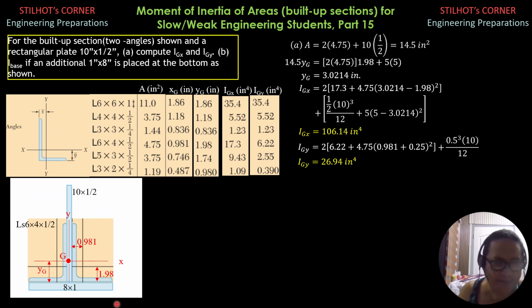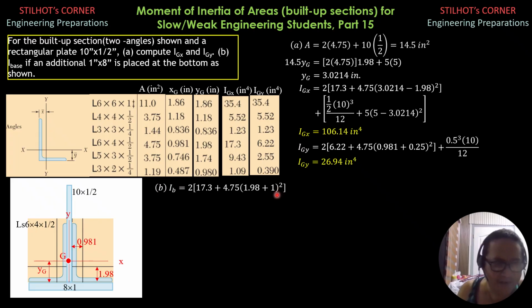And we add the moment of inertia of this rectangular plate with respect to the base, which is 8 1 cube over 3. Remember, with respect to the base, 8 1 cube over 3. Or you can use the transfer formula. The result is still the same. So for the I_B, two quantities: I_GX of one angle, 17.3, area of one angle, then the distance is 1.98 plus 1 because the thickness here is 1.